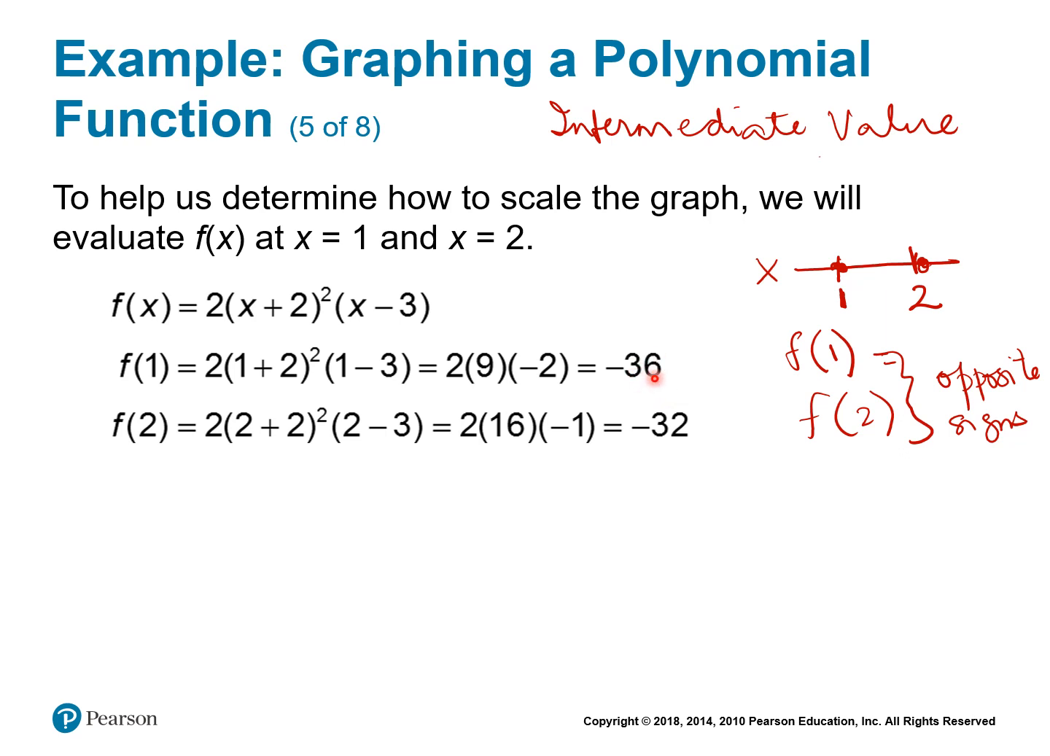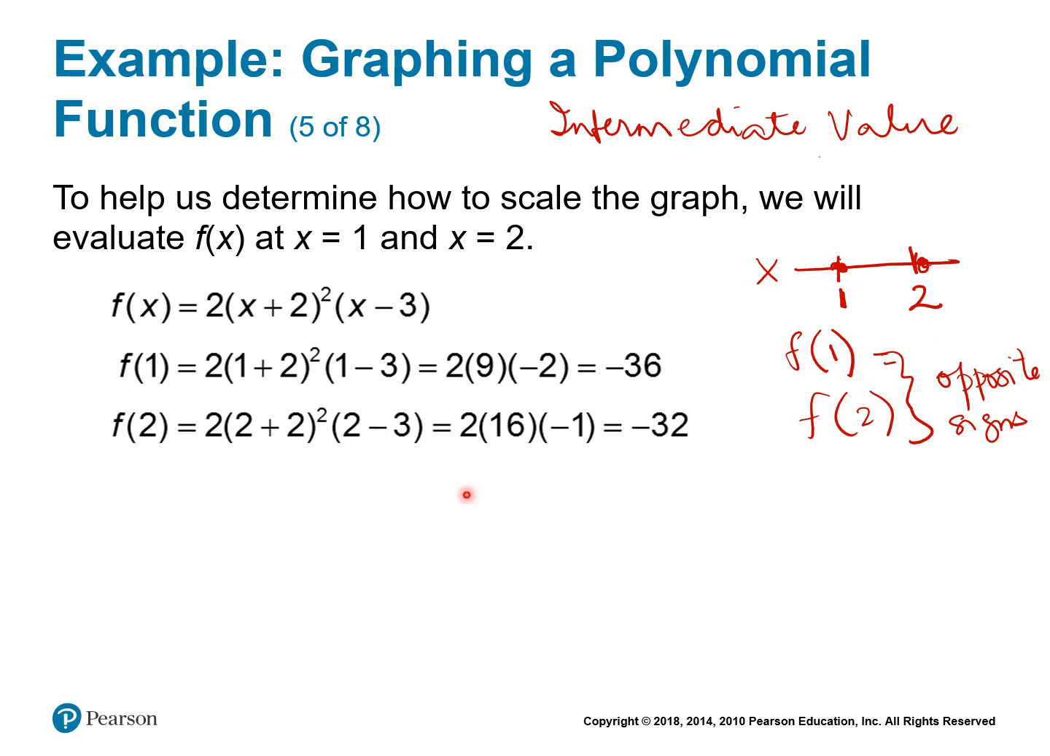And then we note the sign of the two function values. f of 1 is negative, f of 2 is negative. That means they are not opposite signs, they are the same signs. So that means that there is no x-intercept in this interval. So the graph remains somewhere below. Both are negative, so the graph will remain somewhere below for the interval 1 and 2.